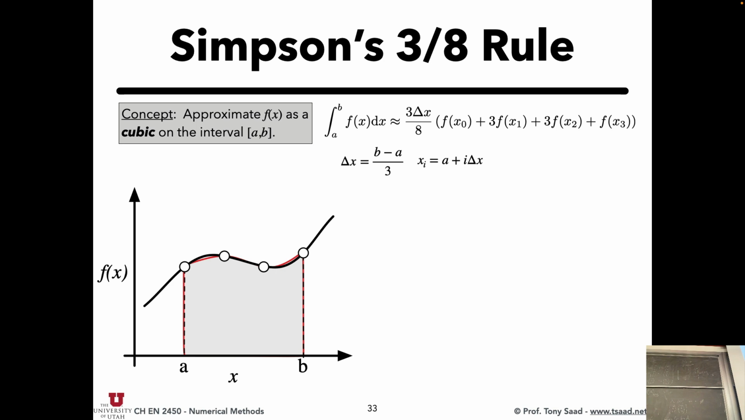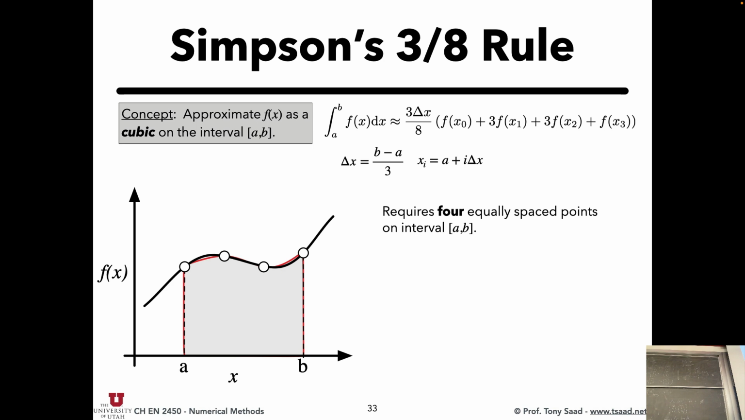And then you have f at a, which is x naught, plus f at x1, which is x naught plus delta x, f at x2, which is x naught plus 2 delta x, and f at b, which is that last point, okay? So I just have a question. Why do we write that as 3 delta x over 8 instead of writing 3 times b minus a over 3 over 8? Why don't we just substitute b minus a over 3 into the delta x?